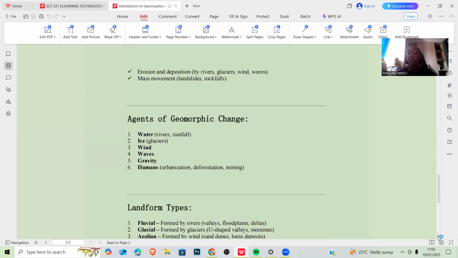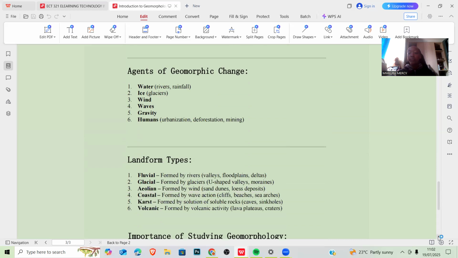Agents of geomorphic change include water, ice, wind, waves, and gravity, which is one of the main agents of geomorphic change. There's also human activity, which is also called anthropogenic activity.